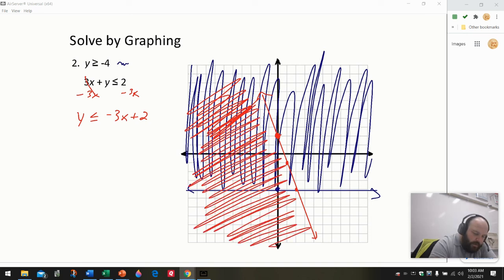Okay. So our double shaded region, if I were to get some yellow here and highlight it, the double shaded region is going to occur in all of this area right here that's yellow. That's where our overlapping is, and that's where our solution ordered pairs would come from.